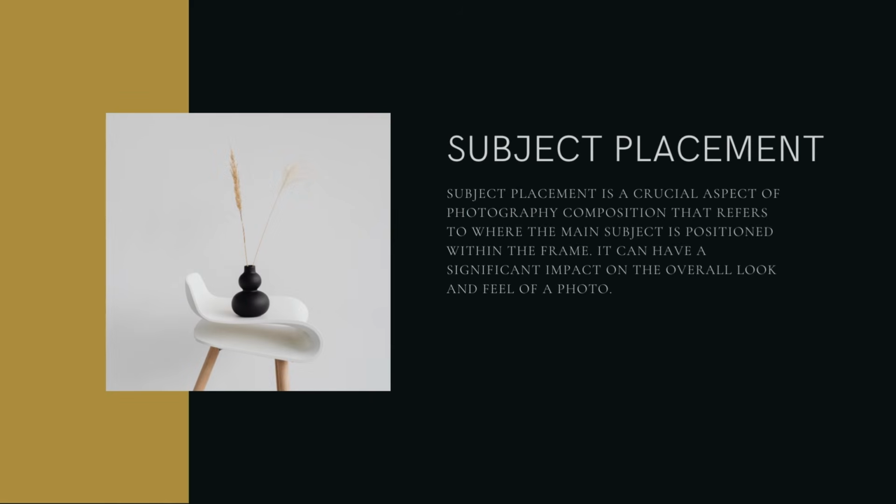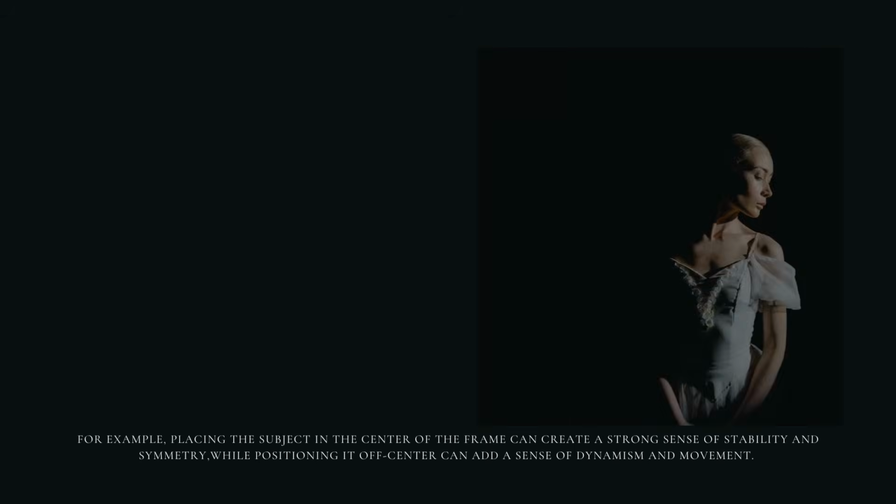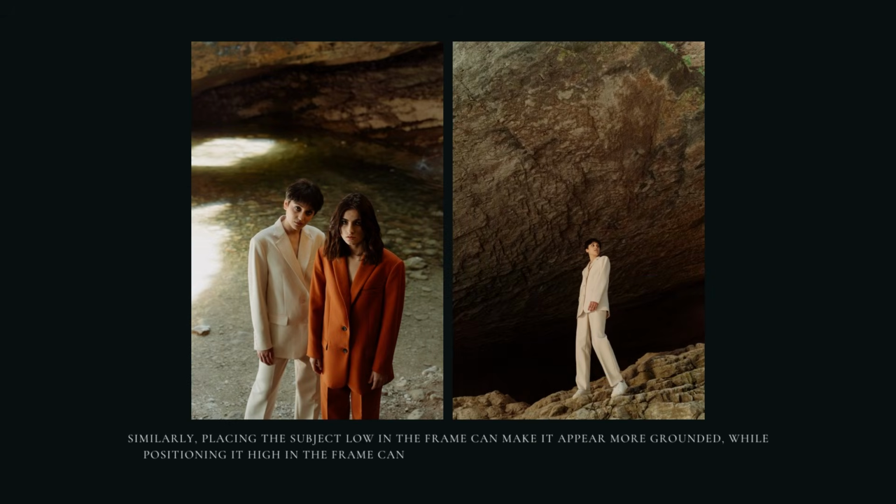Subject placement. Subject placement is a crucial aspect of photography composition that refers to where the main subject is positioned within the frame. It can have a significant impact on the overall look and feel of a photo. For example, placing the subject in the center of the frame can create a strong sense of stability and symmetry, while positioning it off-center can add a sense of dynamism and movement. Similarly, placing the subject low in the frame can make it appear more grounded, while positioning it high in the frame can make it appear more powerful and commanding.